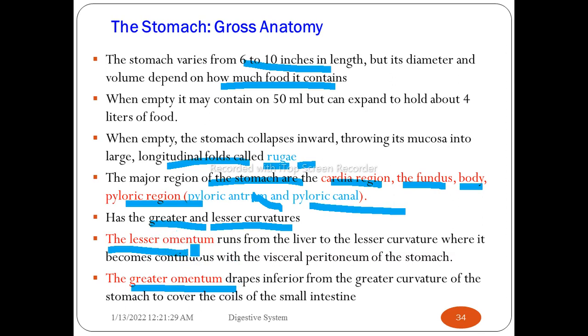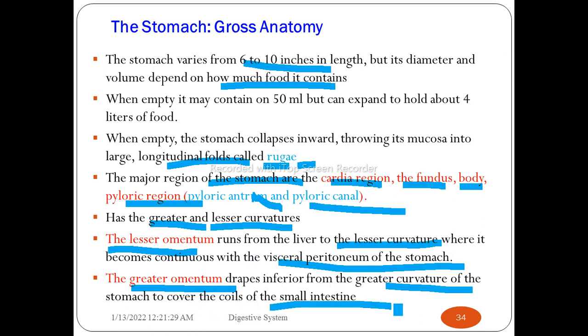So there are 2 types of omentum: lesser omentum, which is found on the lesser curvature of the stomach, and greater omentum, which arises from the greater curvature of the stomach. Lesser omentum runs from the liver to the lesser curvature, where it becomes continuous with the visceral peritoneum of the stomach. So lesser omentum connects the liver with the lesser curvature of the stomach, whereas greater omentum drapes inferiorly from the greater curvature of the stomach to cover the coils of the small intestine.